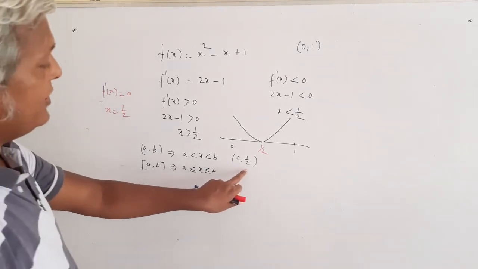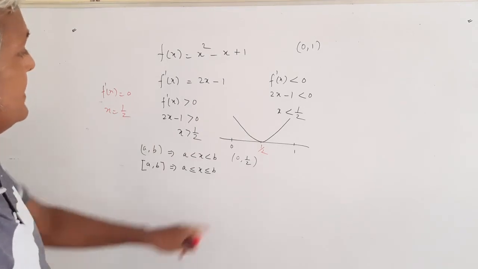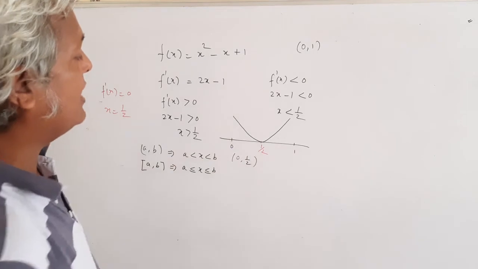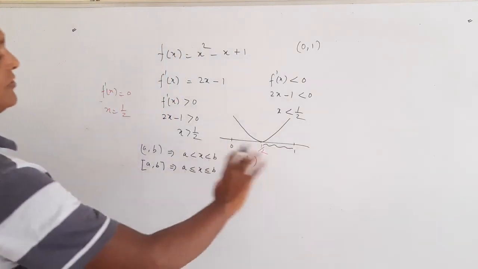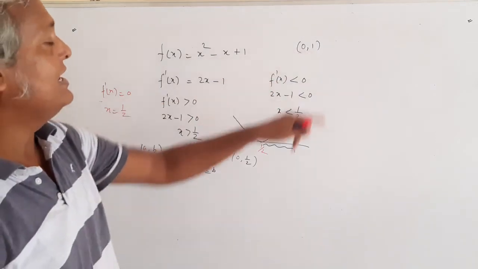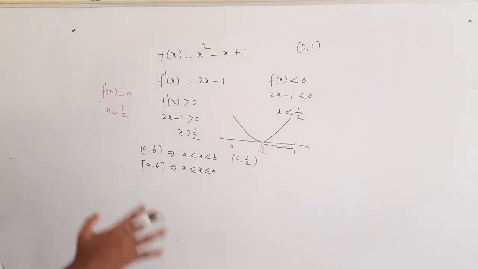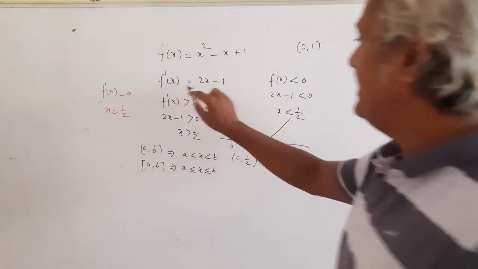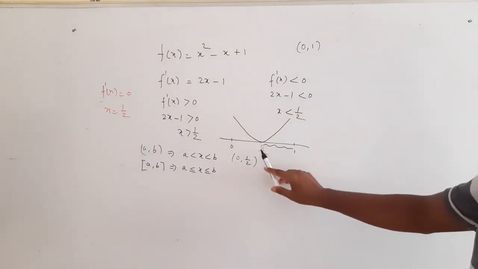So between 0 and half, the function is strictly decreasing here because x is less than half, and between half and 1, in this zone, it is strictly increasing. So for the full interval 0 to 1, it is neither strictly increasing nor strictly decreasing. You can take the whole thing in such a way that when you find f dash x and set it to 0, you find a critical value. So the critical value is half.